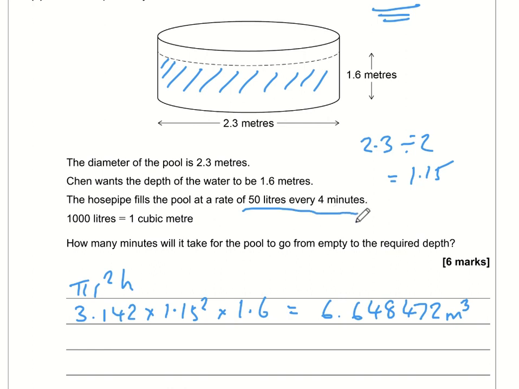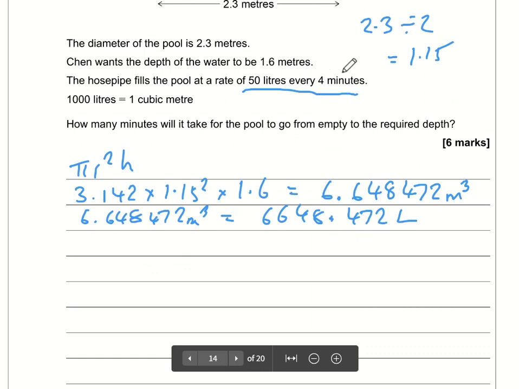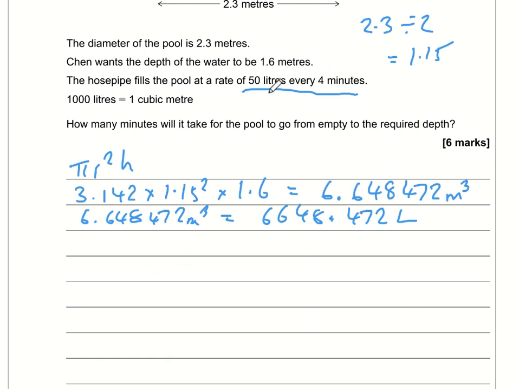Okay, so what we need to do now is we want to turn this into litres, because the fill rate is litres per minute, or it's 50 litres per 4 minutes. And we know that 1,000 litres is 1 cubic metre. Okay, so what I need to do is multiply this one by 1,000. So that is easy enough, just move the decimal point 1, 2, 3 positions. So 6.648472 cubic metres is the same as 6648.472 litres.